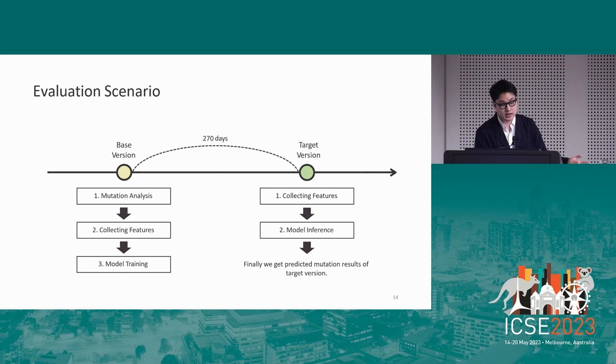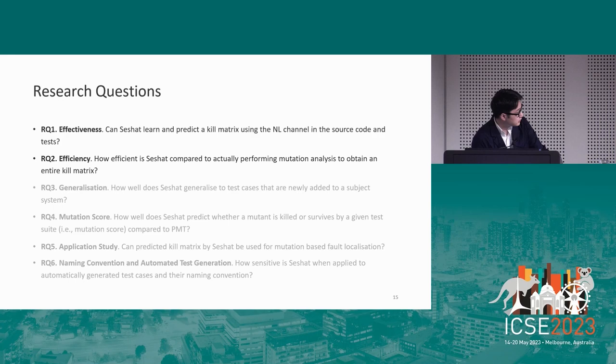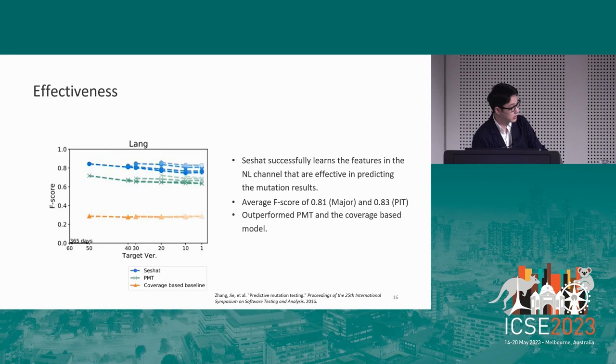So we have in total 6 research questions, but I want to show 2 of them. The first one is the effectiveness of our technique. As I mentioned, this is a binary classification problem. If you look at the plot, the y-axis is the F1 score, so higher is better, and the blue dots are our approach, and the other ones are the previous work. You can see that the performance was the best, and the average F1 score was about 0.8.